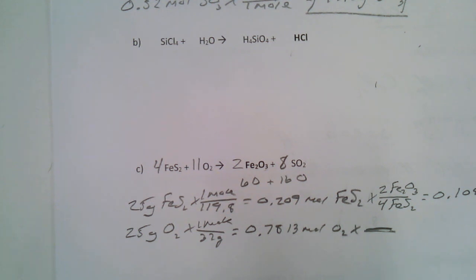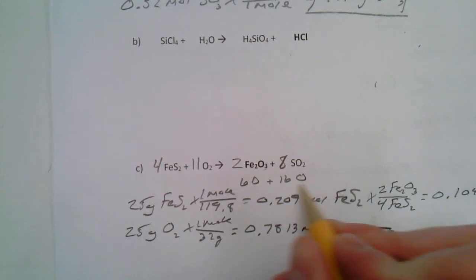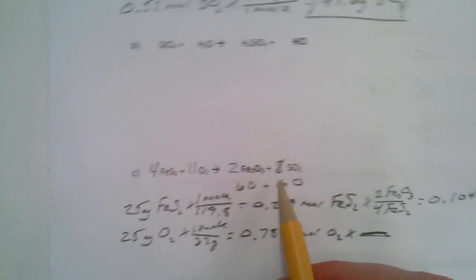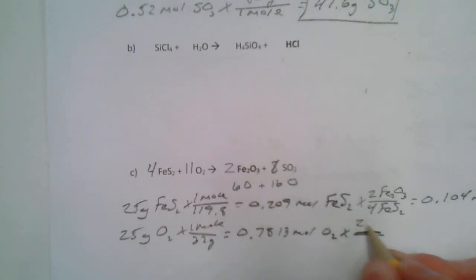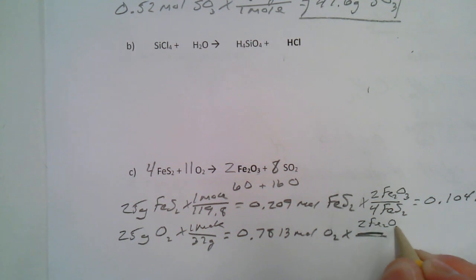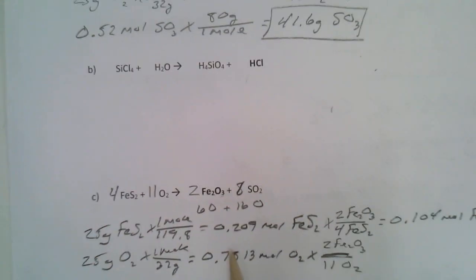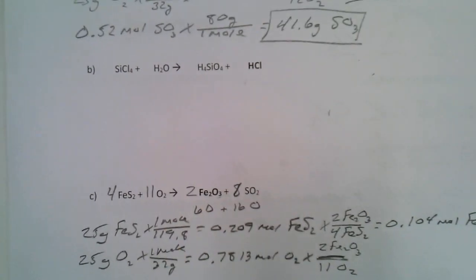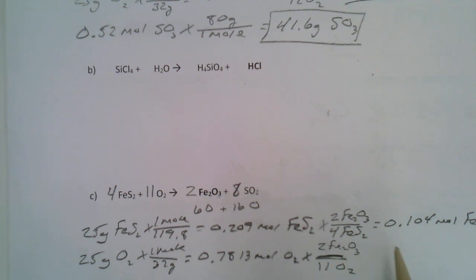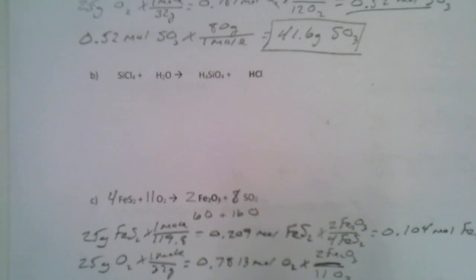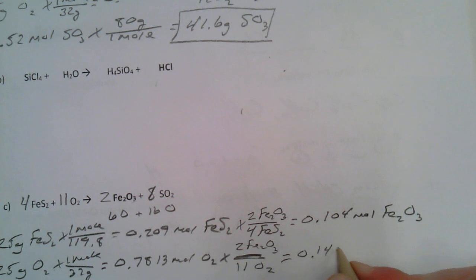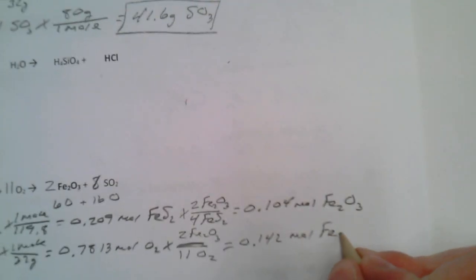We're going to multiply it, right? We want the Fe2O3. I was thinking of the SO2. So there are 2 Fe2O3 for every 11 O2. Again, just the 2 for every 11. So you're going to take that, and this is where the math gets a little tricky, right? Take that number and multiply it by 2, and then divide by 11. And if you do that, you'll get 0.142 moles of your Fe2O3.